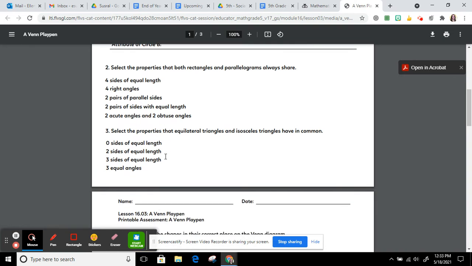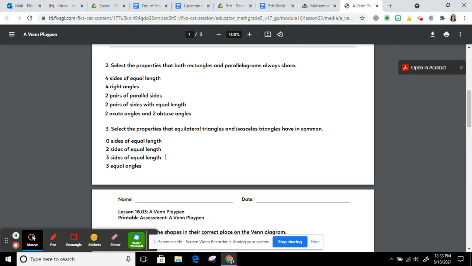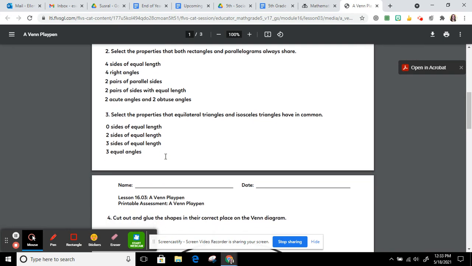Number 3, select the properties that equilateral triangles and isosceles triangles have in common. So again, you're going to be selecting more than one option, and you're looking at equilateral triangles and isosceles triangles and determining what properties those 2 shapes have in common. You'll be circling more than one, possibly.